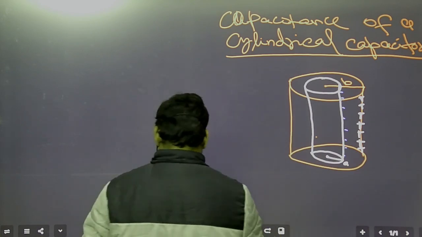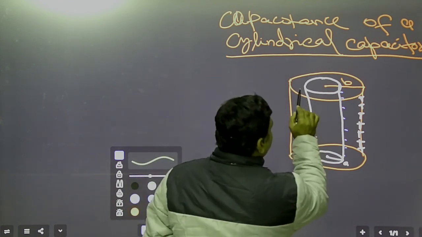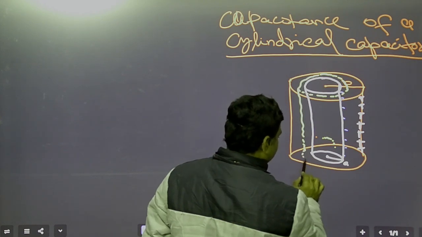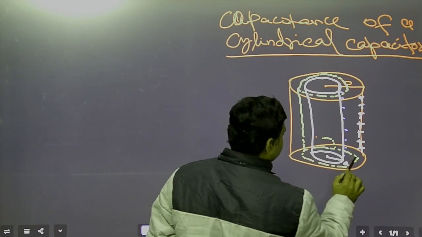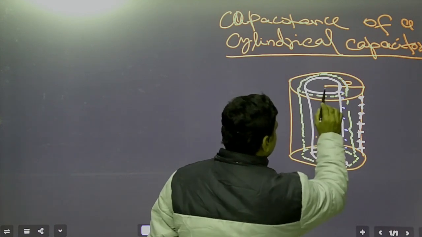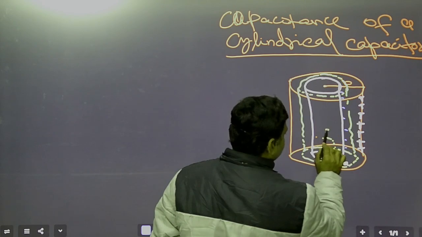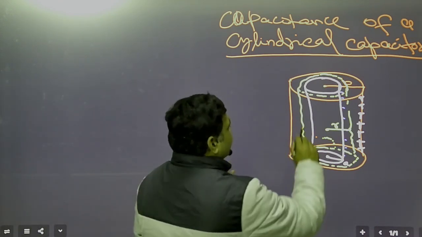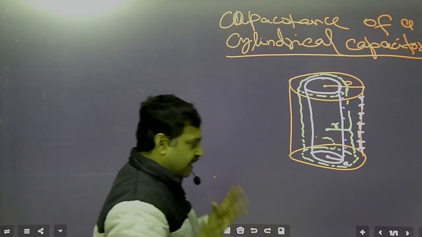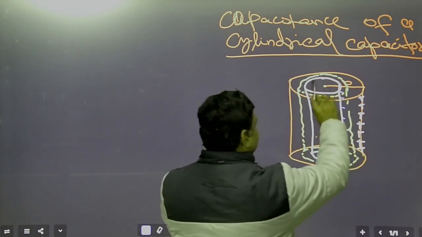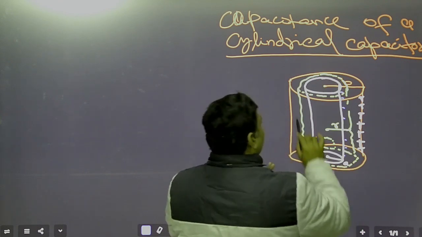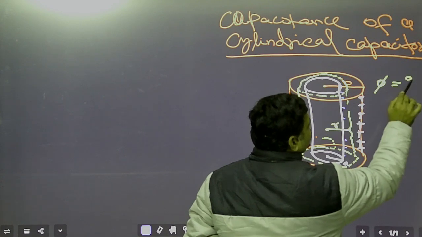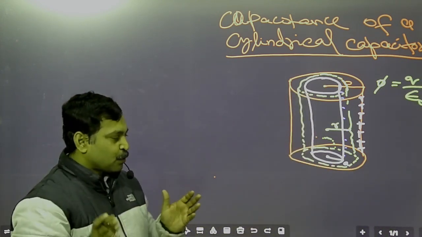So let us consider a Gaussian surface of radius R, measured from the center. If we consider the Gaussian surface of radius R, then the total charge enclosed inside the Gaussian surface is Q. So your total flux will be equal to Q upon epsilon naught. You know this from Gauss theorem.